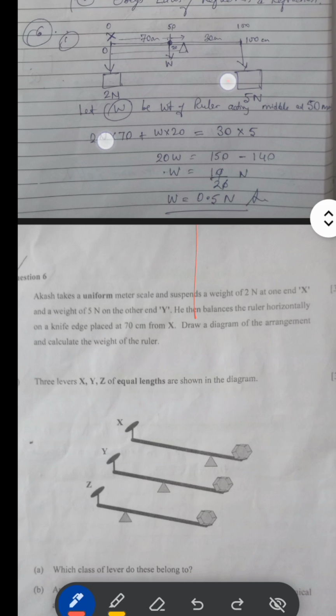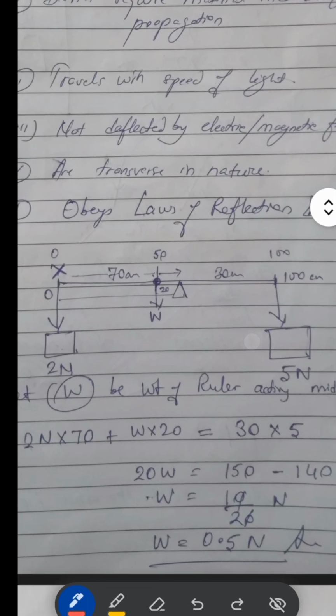So let us first draw the diagram. As per the question, this is the ruler. I am marking 0, 100, and 50 at the middle. The weight of the uniform ruler will hang from the middle. Let the weight be W. Now at one end x, he is placing a weight of 2 Newton.